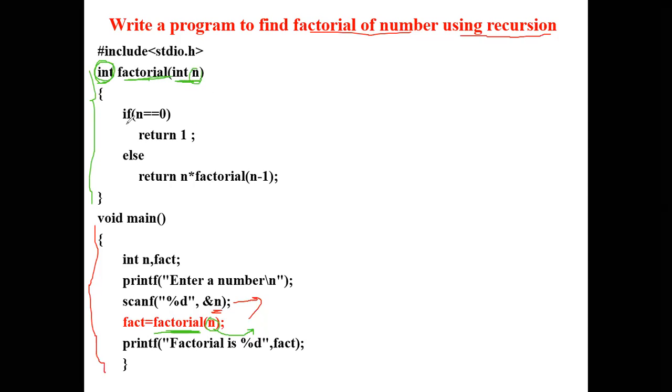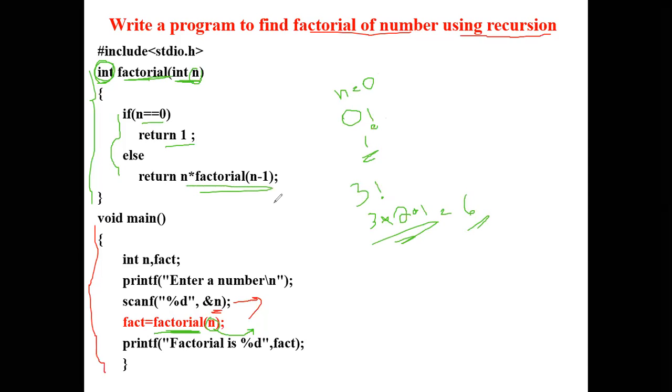Then we have a condition here. If n is equal to 0, then it returns 1. That means if we are giving 0 factorial, the answer is 1. Or else, suppose we are writing 3 factorial, then we have to perform 3 into 2 into 1. This continues and we are supposed to get the result 6. So this is the logic: return n into factorial of n minus 1.